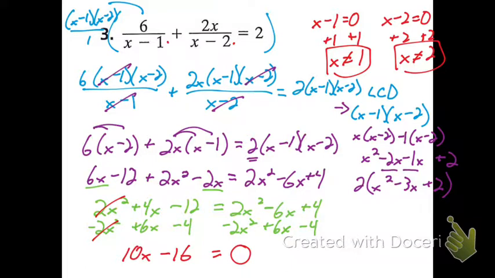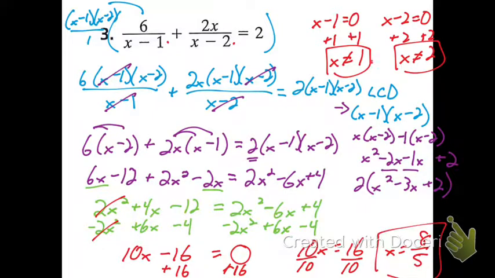Now it's an easy equation to solve. So we're going to add 16 to both sides. I get 10x equal to 16. I'm going to divide both sides by 10 then. And I get x is equal to, this will be 8/5. And that does not conflict with either of my other solutions that it can't be. So then this is my answer.